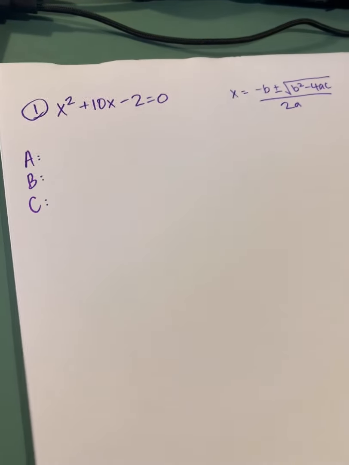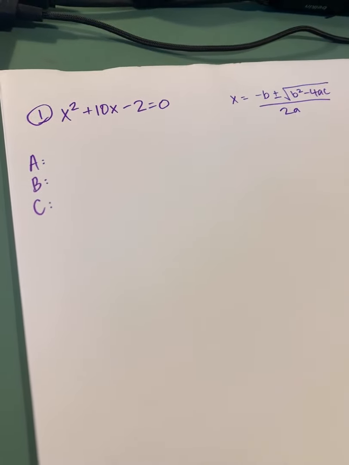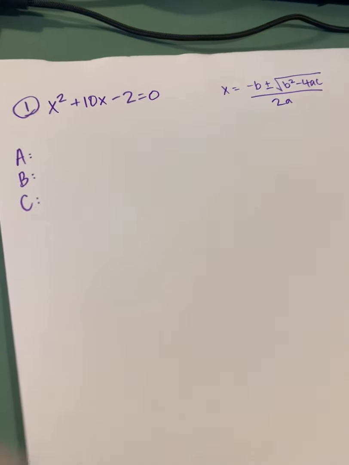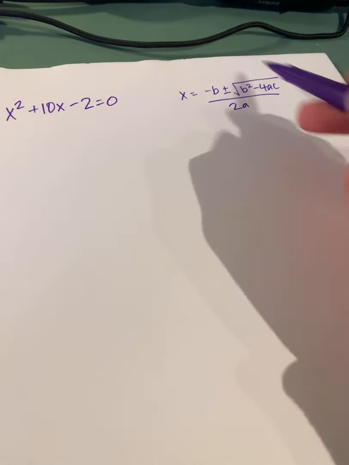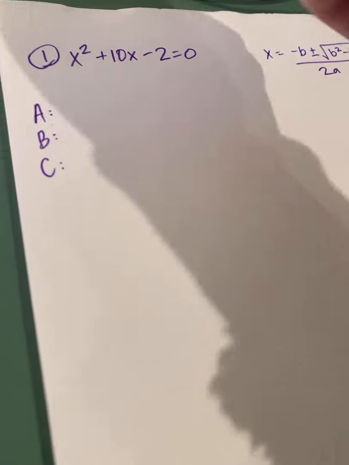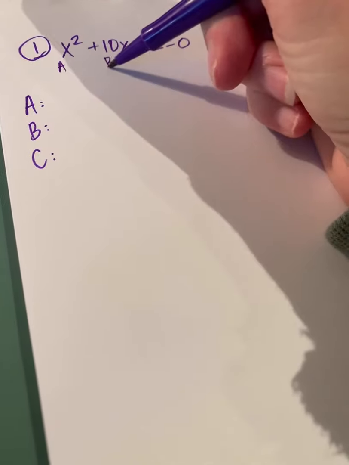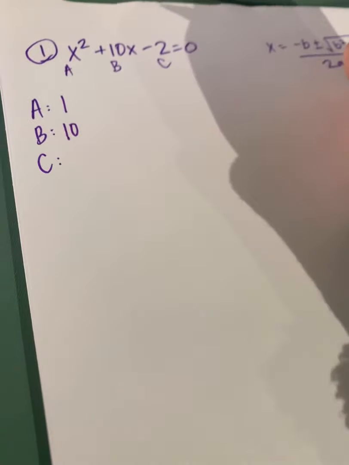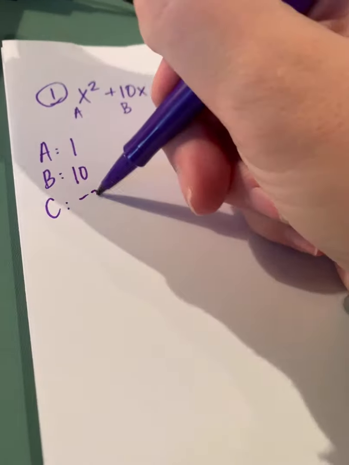All right, for number 1, we have x squared plus 10x minus 2 equals 0. And we have our quadratic equation here. So I know that we need a, b, and c. So I have a is 1, 10 is b, and negative 2 is c.